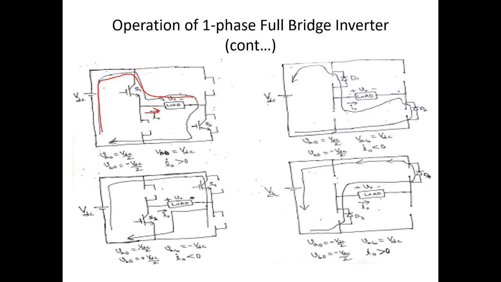Similarly, when D1 and D2 are conducting, you can see that current must flow in this direction for the diodes. And if the current is flowing through the load, then the load current would be opposite to the conventional direction that I have considered. So I naught is taken as minus, so it is negative, however V naught is always again positive. You can apply KVL and you can see.